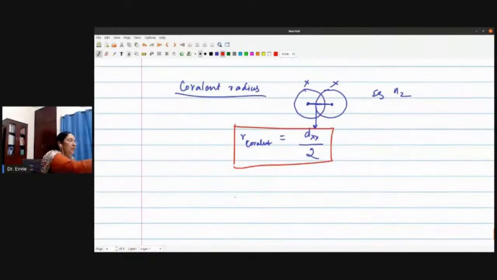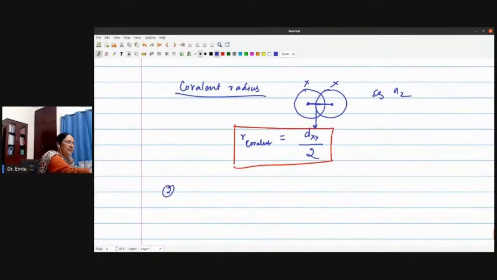Now, I have taken a covalent bond formed between two similar atoms. Now, if I say, imagine HCl, you have two atoms that are not the same, right? Hydrogen and Cl, or methane, anything.